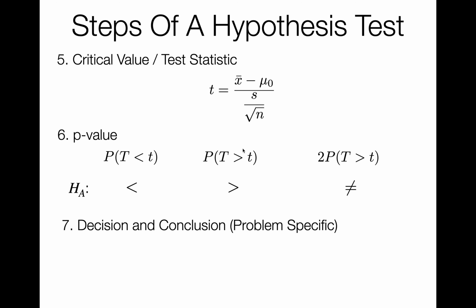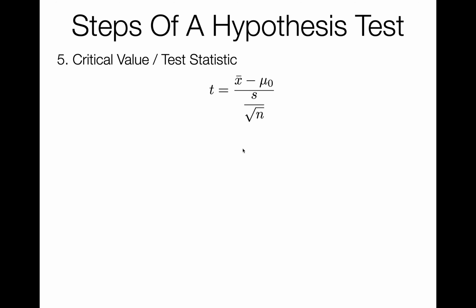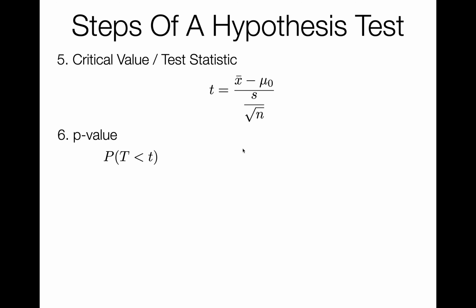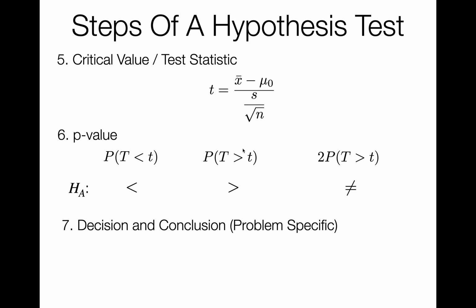Then in step 7, and really this is step 7 and step 8, are the decision and the conclusion. The decision is whether or not you rejected the null hypothesis, and you don't put any sort of context into that. It's a simple statement of is the p-value less than or greater than alpha, and then what decision do you make based on that. The conclusion is a restatement of the decision in terms of the problem, and it's often in terms of the alternative hypothesis and not the null hypothesis.